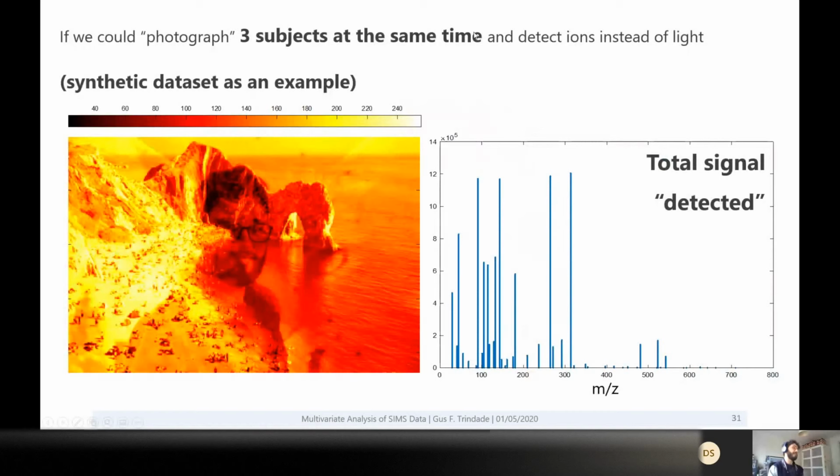So to try to make things a bit less complex, I created this synthetic data set using photographs. So the idea is if we could photograph 3 subjects at the same time, but then per pixel we're not detecting light, we're detecting secondary ions. So I made this data set with some real SIMS data, and if you get the total ion intensity of the total spectrum, that's what it looks like. And then you can see here the total image clearly looks like a mixture of three things. You can see the dodo door and also myself.